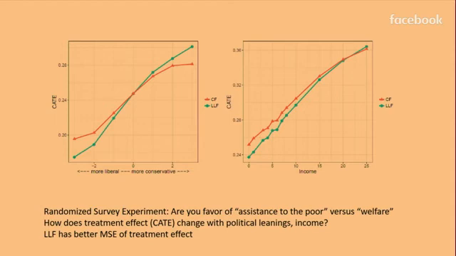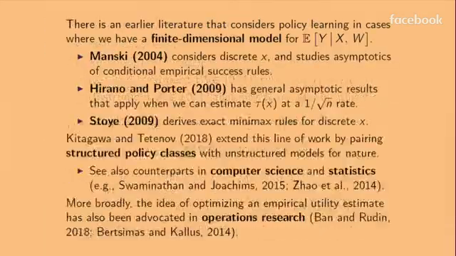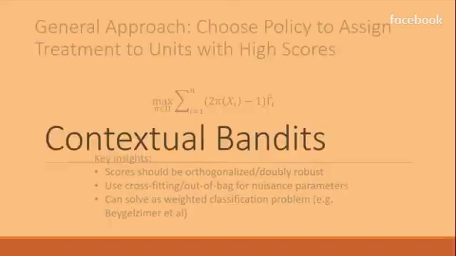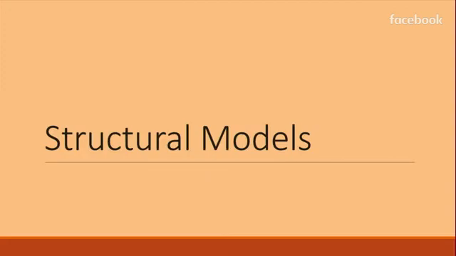So if you look here, we see that the treatment effect is actually much higher for conservatives than liberals, and for rich people than for poor people. But the normal causal forest kind of flattens things out near the boundaries, while the local linear forest makes things smooth. So let me now skip to the last part.